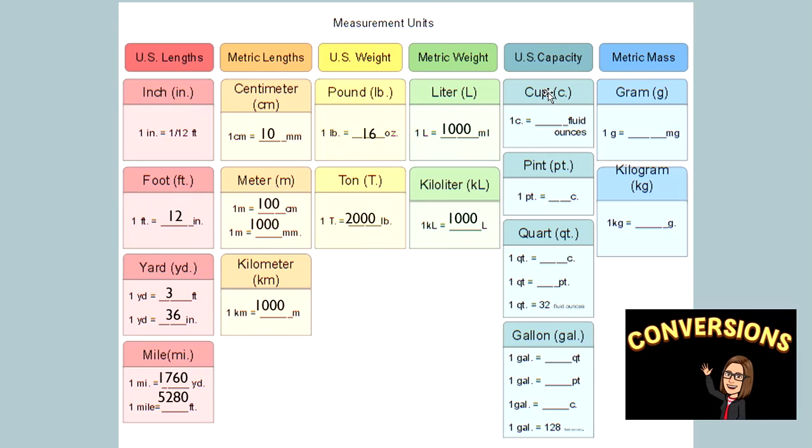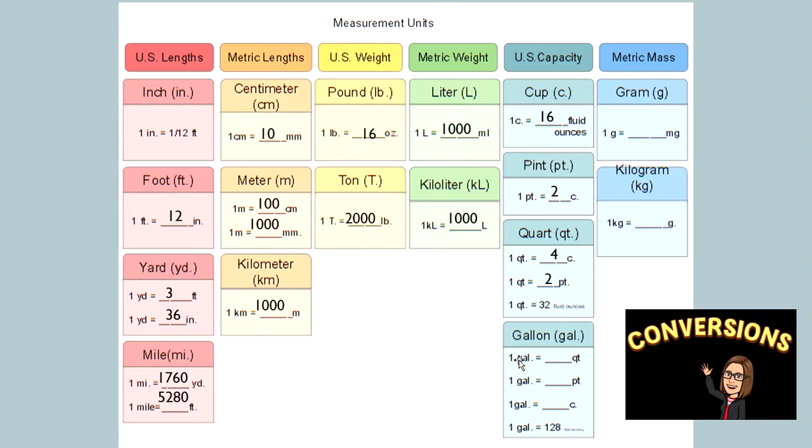And now let's go through cups. 1 cup is 8 fluid ounces. A pint, 1 pint is 2 cups. 1 quart is going to be 4 cups. 1 quart is how many pints? Well, I think 4 times 2. Oh, no, it's 2 pints. Sorry, I was looking at it a little bit wrong. So 1 quart is 2 pints. 1 quart is also 32 fluid ounces.